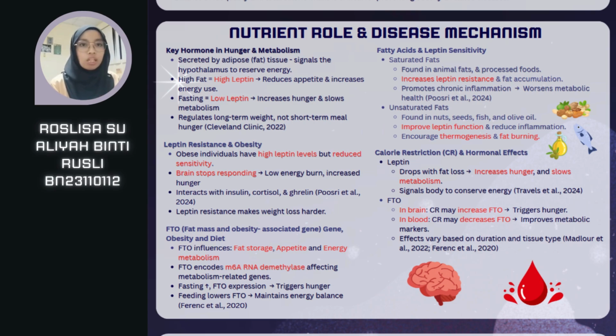When fat is lost, leptin drops, making the body hungrier and more energy conserving. FTO responds differently in different tissues, where CR might increase FTO in the brain to stimulate hunger, but decrease it in the blood, which helps improve metabolic markers like lipid levels and inflammation.